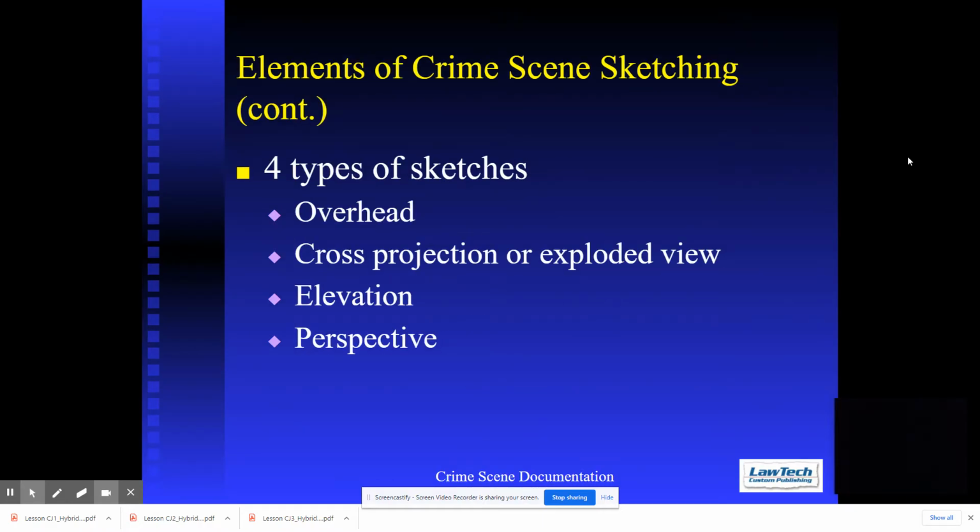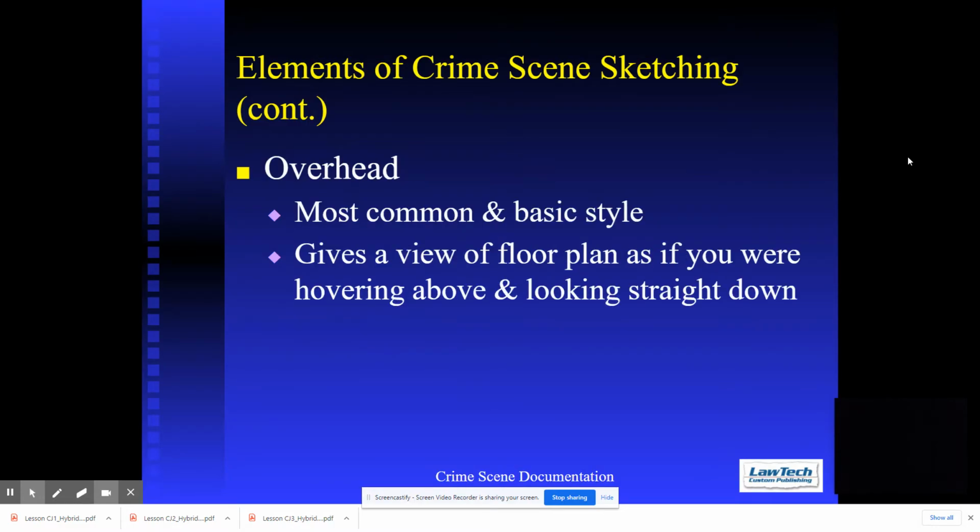So we're going to look at several types of sketching. There's four types that we're going to talk about: an overhead, cross projection, elevation, and perspective. And we'll get into those individually. So let's look at an overhead sketch. As you can imagine, it's going to be an overhead view from above.